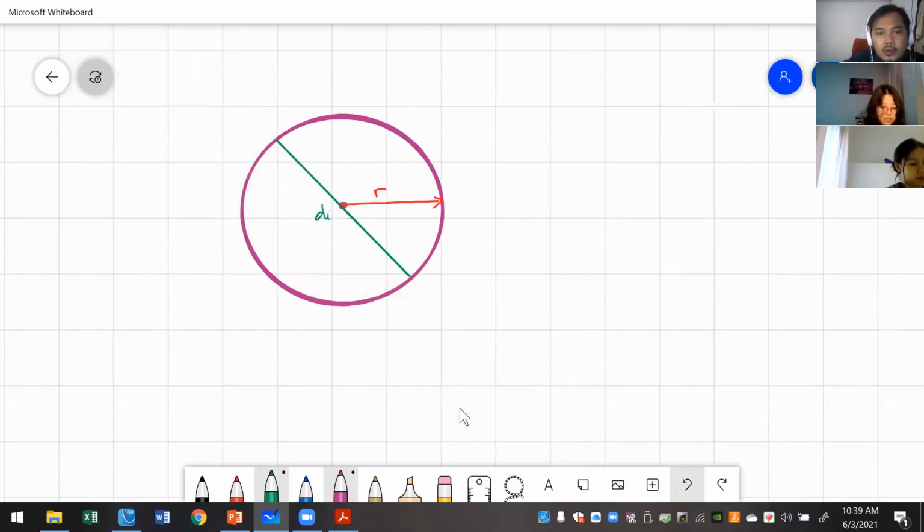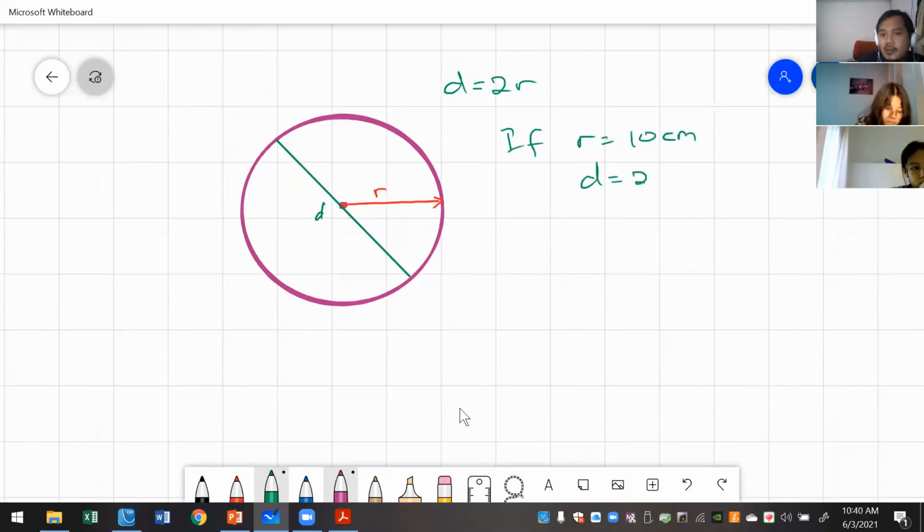So I'm just going to write down D here. And what is the connection between the D and the R? The diameter is twice the radius. Just remember that. For example, if I have R equal to 10 centimeters, it means that the diameter is 20 centimeters, right? It's quite easy, just multiply by 2. Or if I have the diameter equal to 5 centimeters, the radius will be 2.5 centimeters, half of that, right? So that is the first thing that you need to understand.